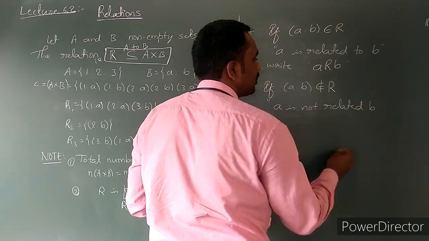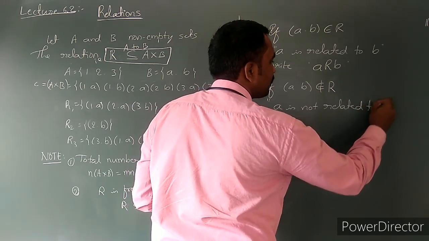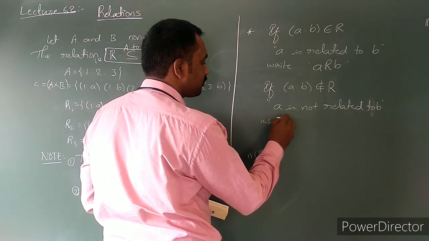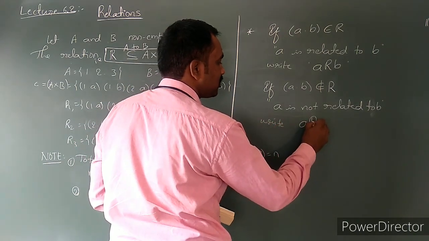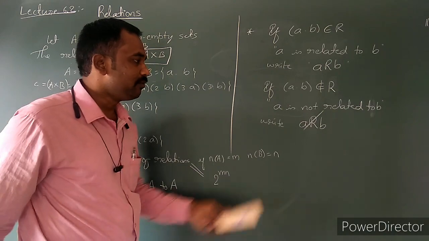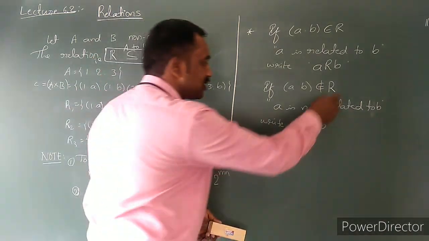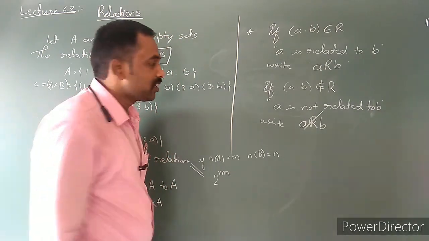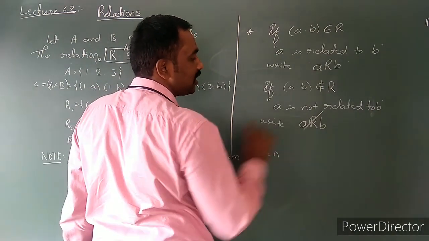A is not related to B. That means write it as A is not related to B, with a slash on the R. Is that clear? A is not related to B.